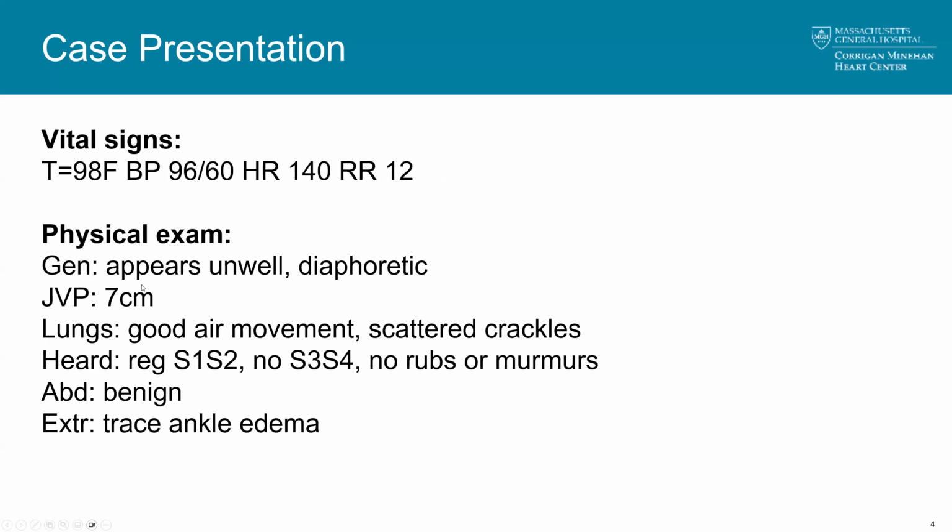but on exam, he appeared unwell. He was diaphoretic and he was not tiring out, but he was clearly working hard to breathe. His JVP was not markedly elevated, and exam of his lungs revealed good air movement with some scattered crackles, but no obvious signs of fluid overload. On heart exam, there was a regular S1, S2, but no S3 or S4, and no rubs or murmurs. His abdomen was benign, and he has some trace ankle edema, which the patient reported was not a new finding for him.